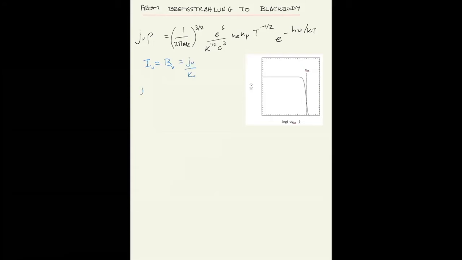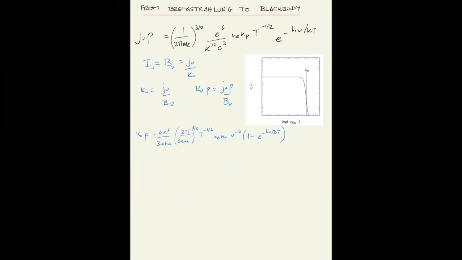So if you write that, the opacity is equal to the emissivity over the Planck function, and multiply both sides by the density, and I'll substitute the Bremsstrahlung emissivity into this. This is the expression that you obtain for kappa rho.